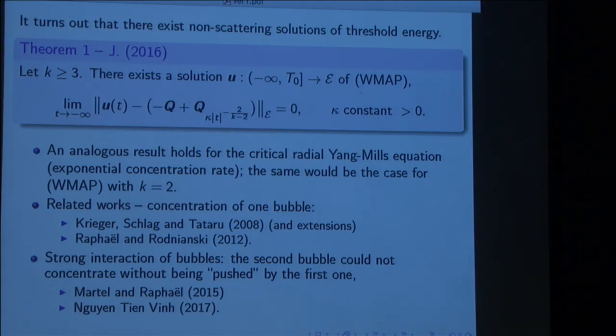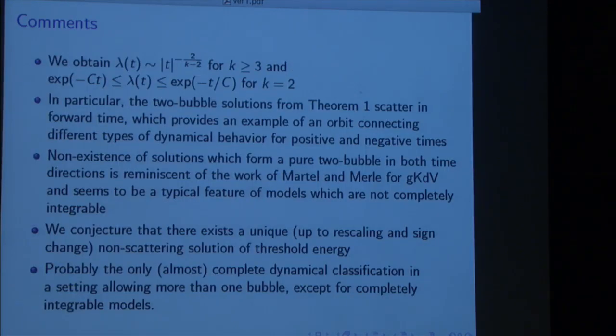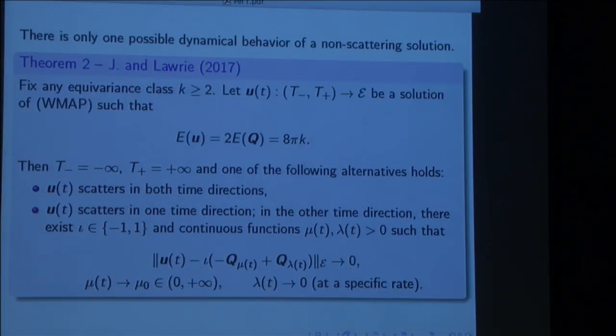In minus infinity, yes. At minus infinity. And you don't know what happens at T0. Yes, here I didn't know. So for when this theorem was proved, in the other cases, you're looking forward in time, in both directions. So we know what happens in both directions. So as a consequence, I had this remark here that the two bubble solutions from theorem 1 scatter in forward time, as a consequence of this theorem.